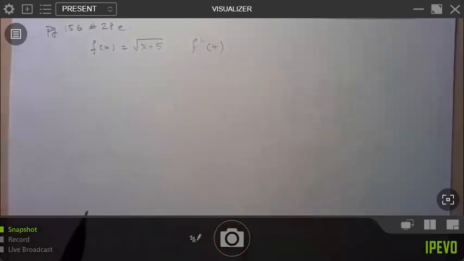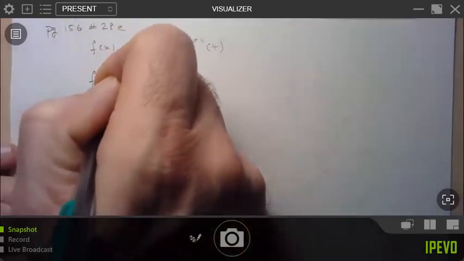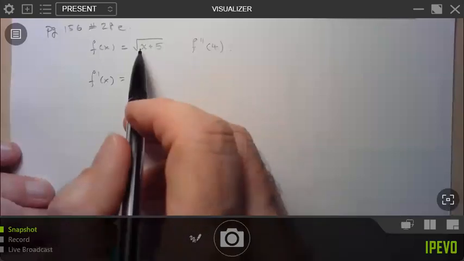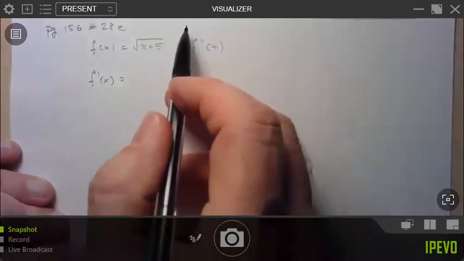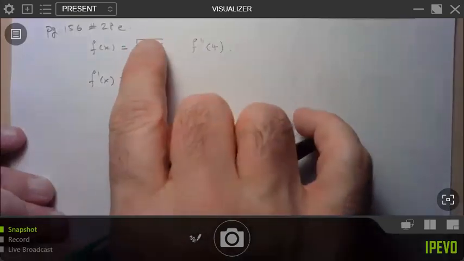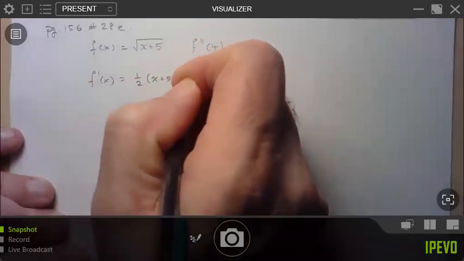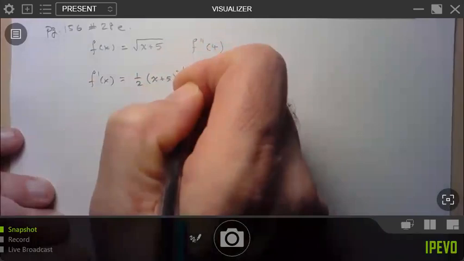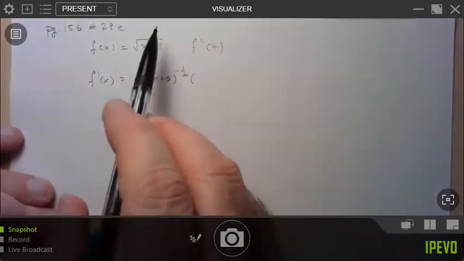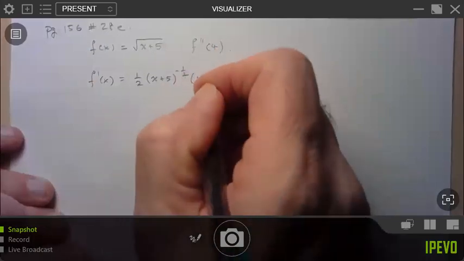So let's go ahead and do that. f prime of x. Here again, I'm not going to rewrite this as x plus 5 to the 1/2, but if it helps you to do that, it's a good investment in time. So the derivative of u to the 1/2 is 1/2 u, which is x plus 5 to the negative 1/2, times the derivative of u with respect to x. The derivative of x is 1, the derivative of 5 is 0, so times 1.